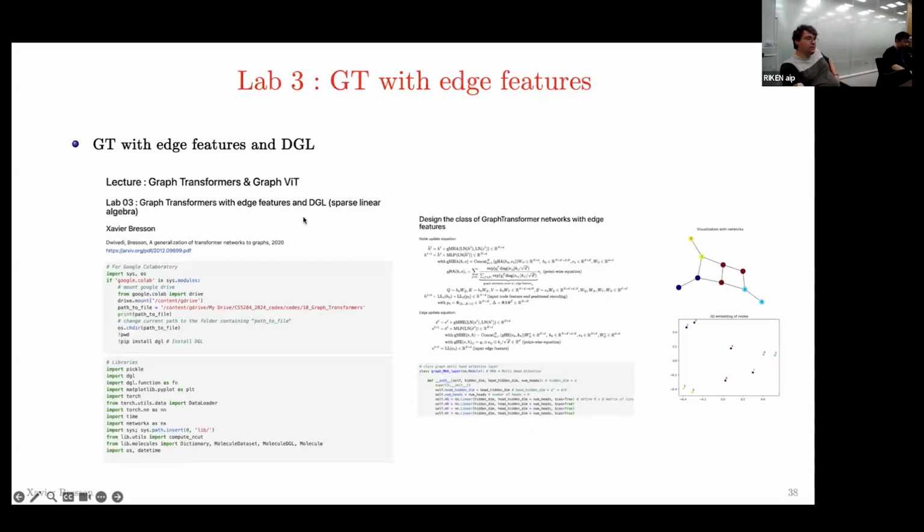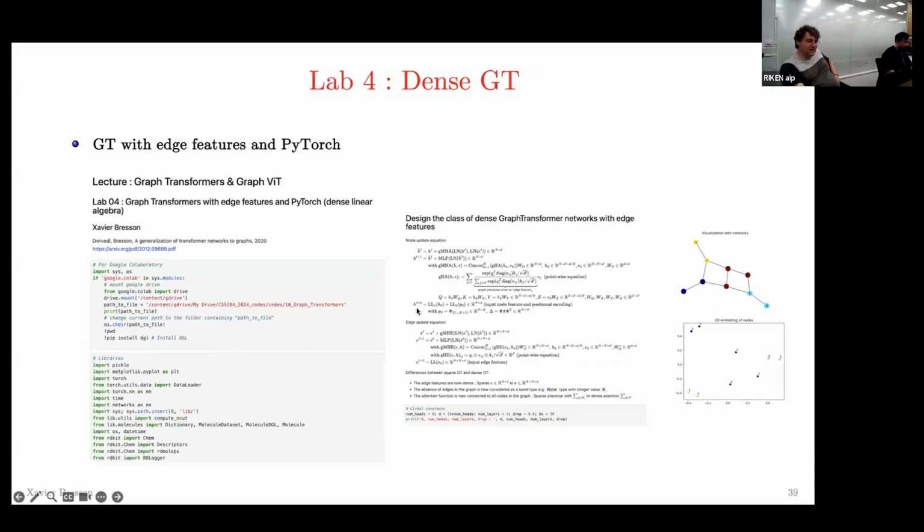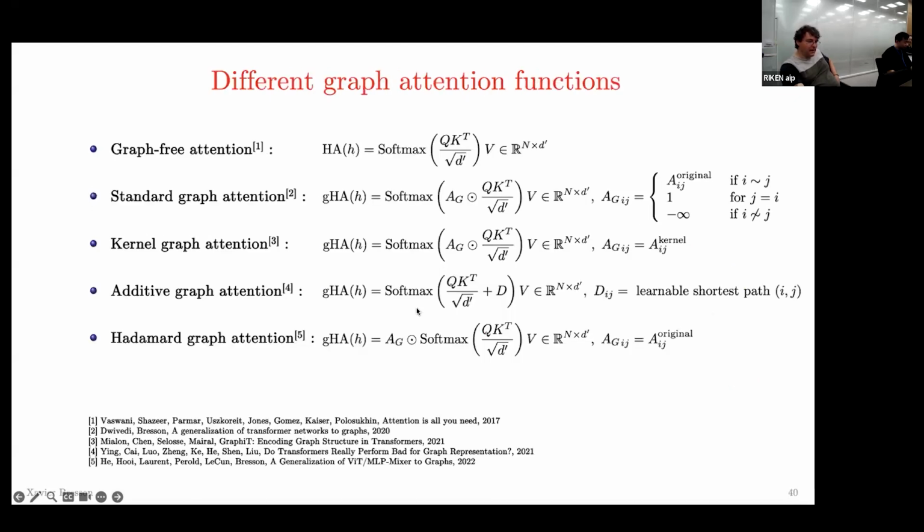Here is also a simple way to apply a graph transformer for molecular prediction. So you want to, I don't remember if it was prediction of solubility, I don't remember, but it's very easy to see how it works. Okay. Oh yeah, no, I don't have time to talk about this.